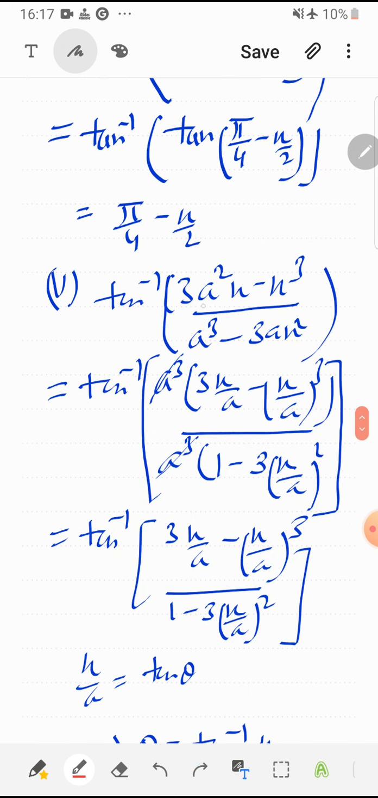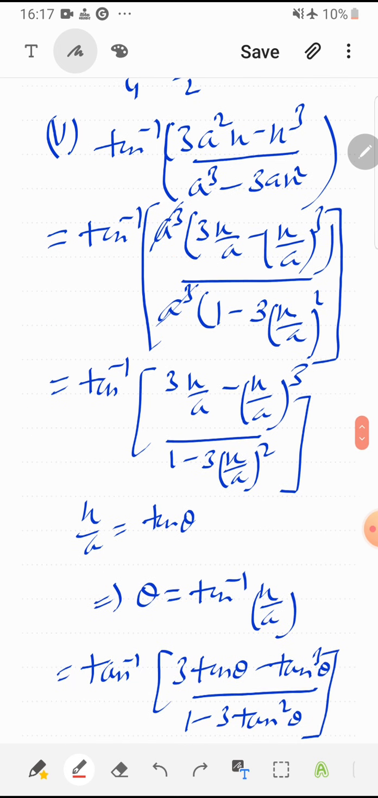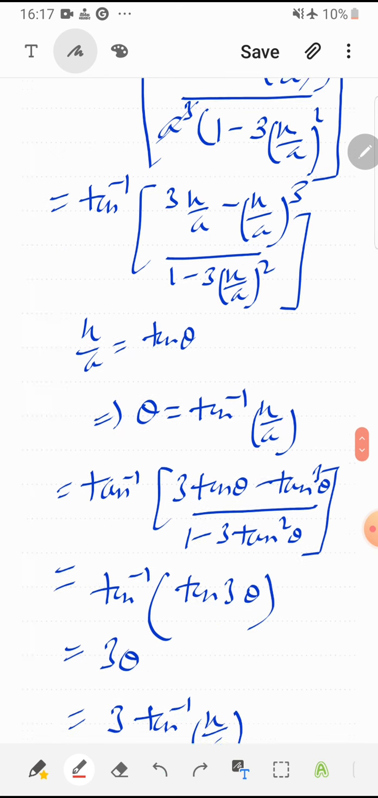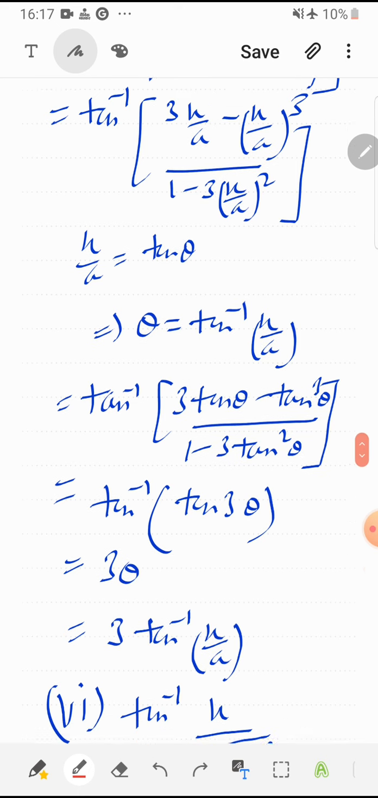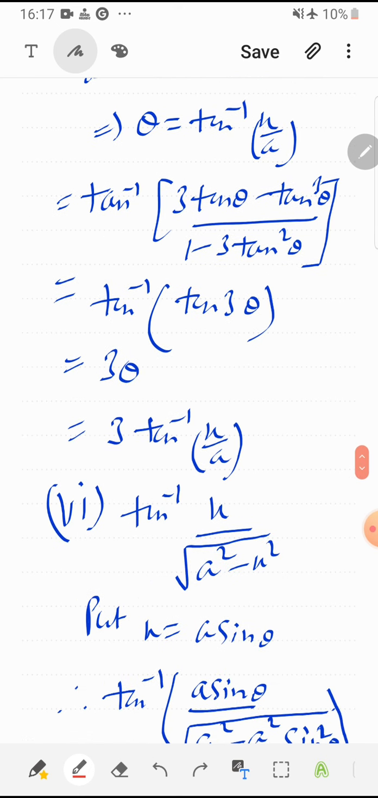Similarly, when there is the quotient tan inverse of (3a square x minus x cube) upon (a cube minus 3a x square), we can intentionally take a cube common from numerator and denominator. So if I put x upon a as tan theta, then in the bracket it becomes the formula for tan 3 theta. Also we are writing theta as tan inverse x upon a, so finally it becomes 3 theta, that is 3 tan inverse x upon a.